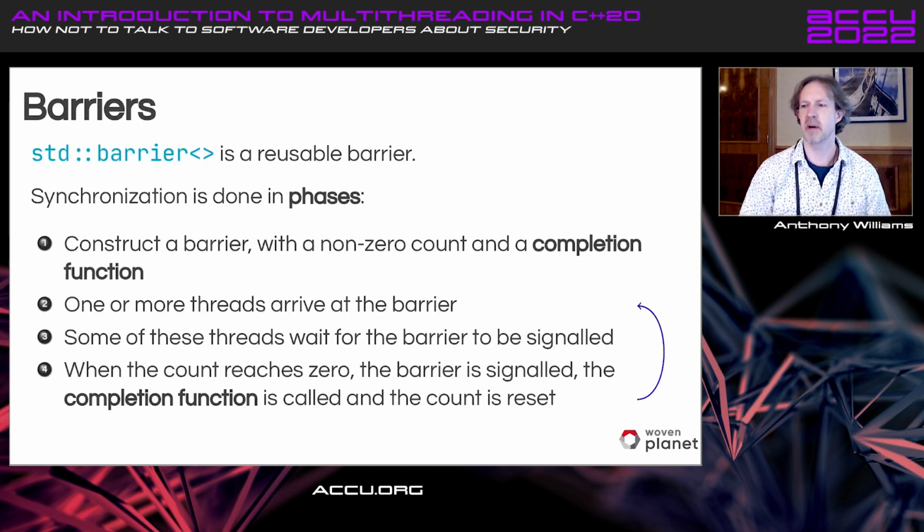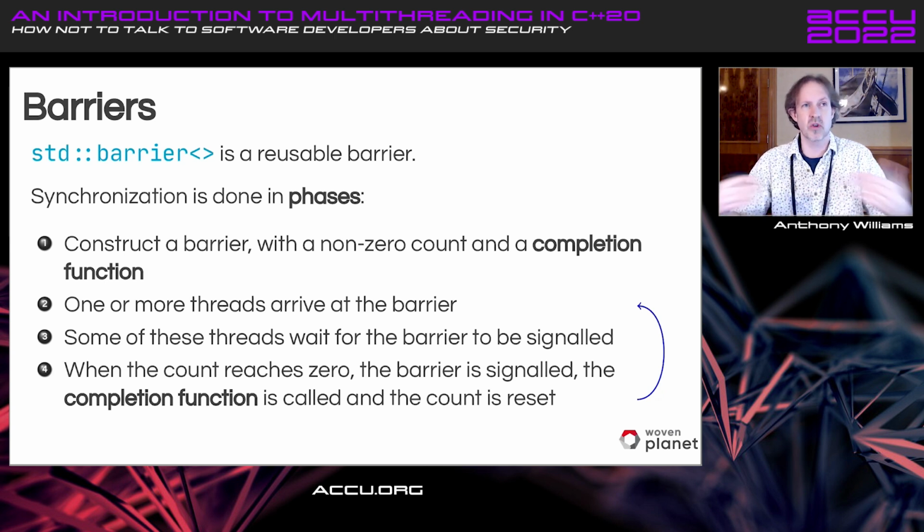Okay, the next thing we have is barriers. Now, std::barrier is a template, and it's a reusable barrier. It's a bit like a latch in that you have a count, and it's triggered when the count reaches 0, but it's phased. Whereas with a latch, any thread in the system can wait on the latch, for a barrier, only the threads that are involved in the barrier, participating, I think is the word used in the standard, the participating threads, can wait.